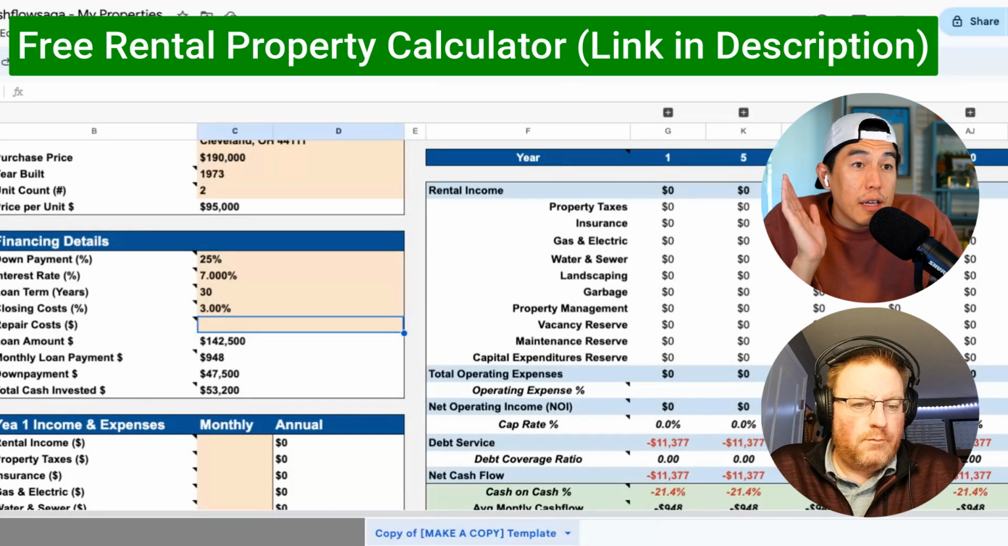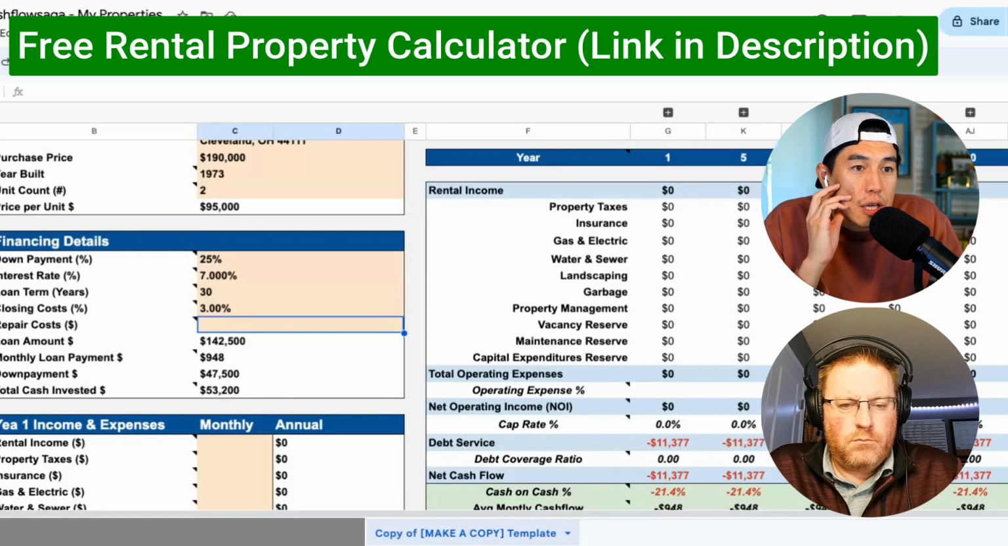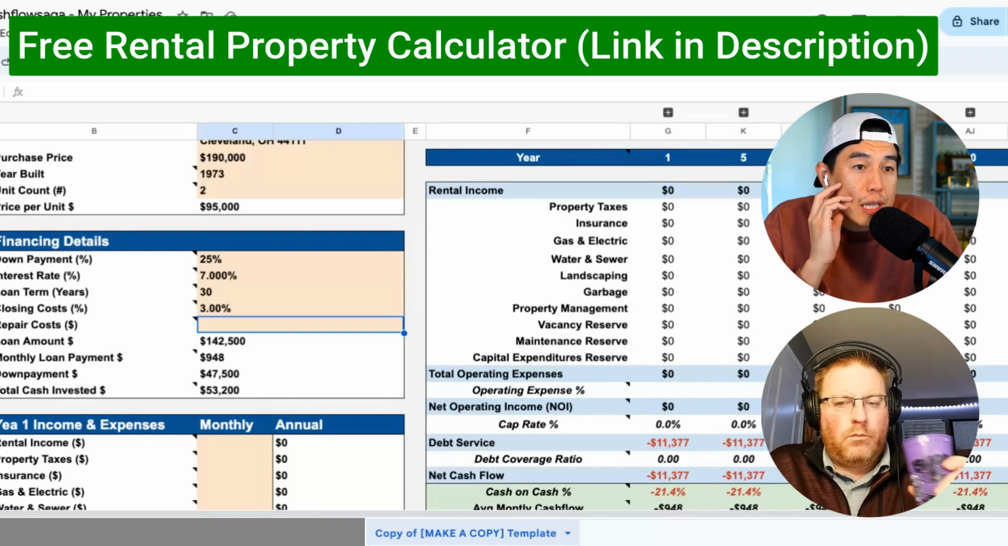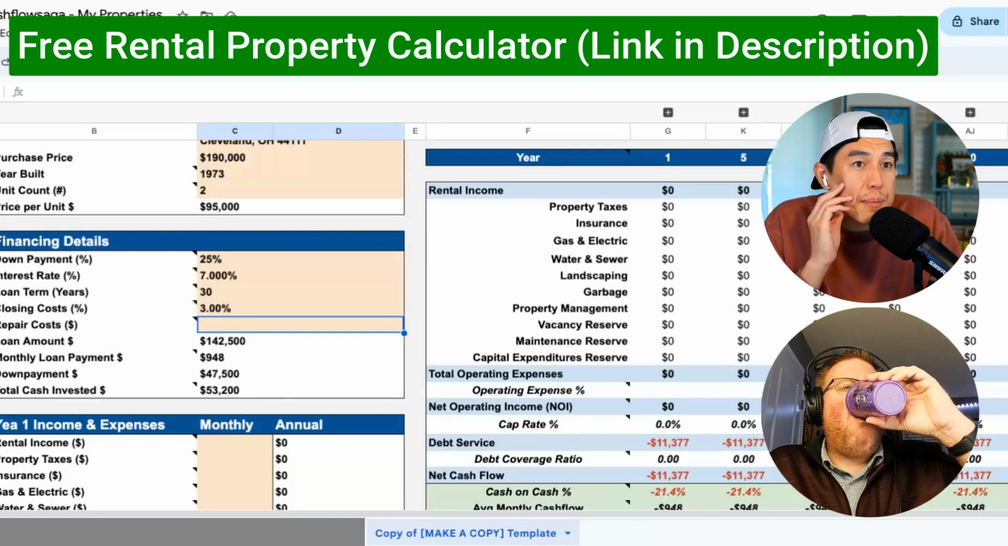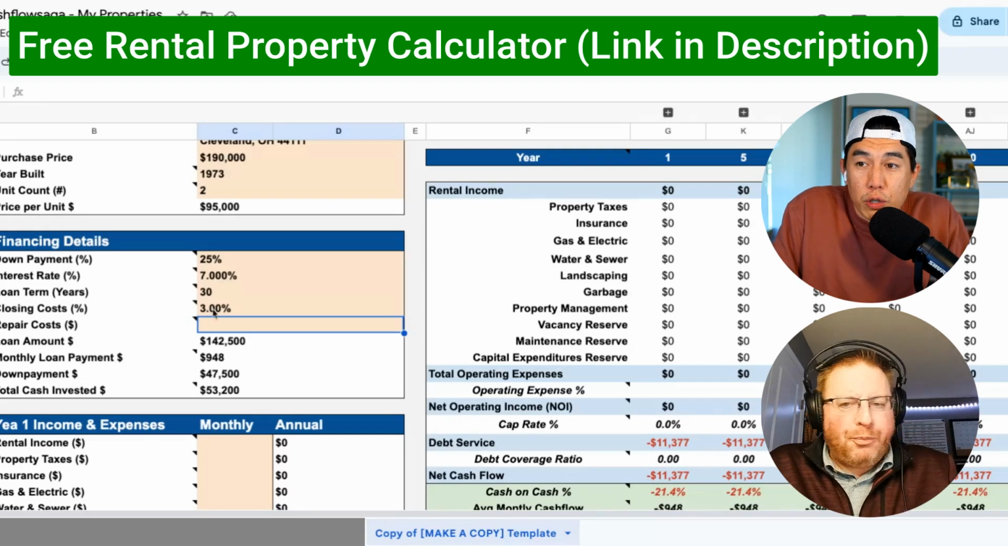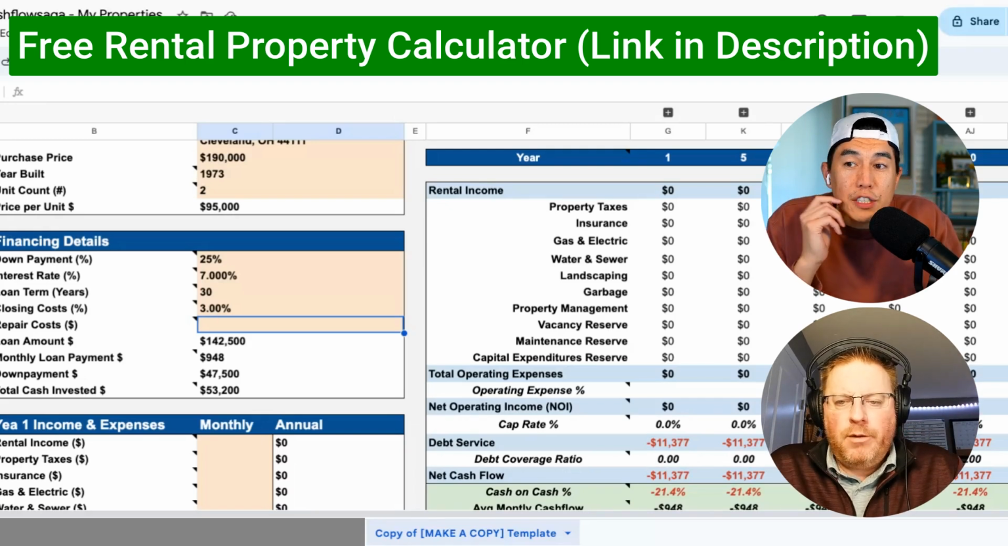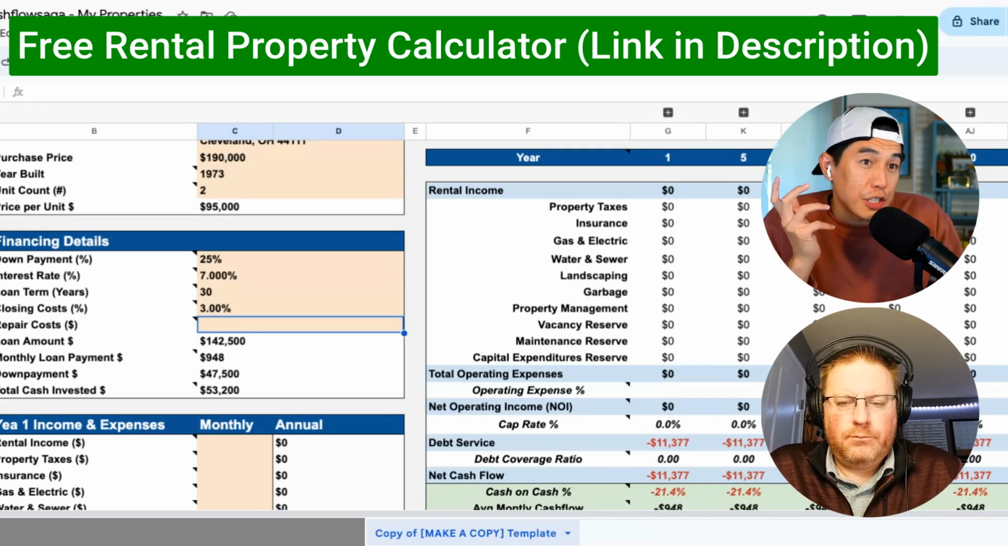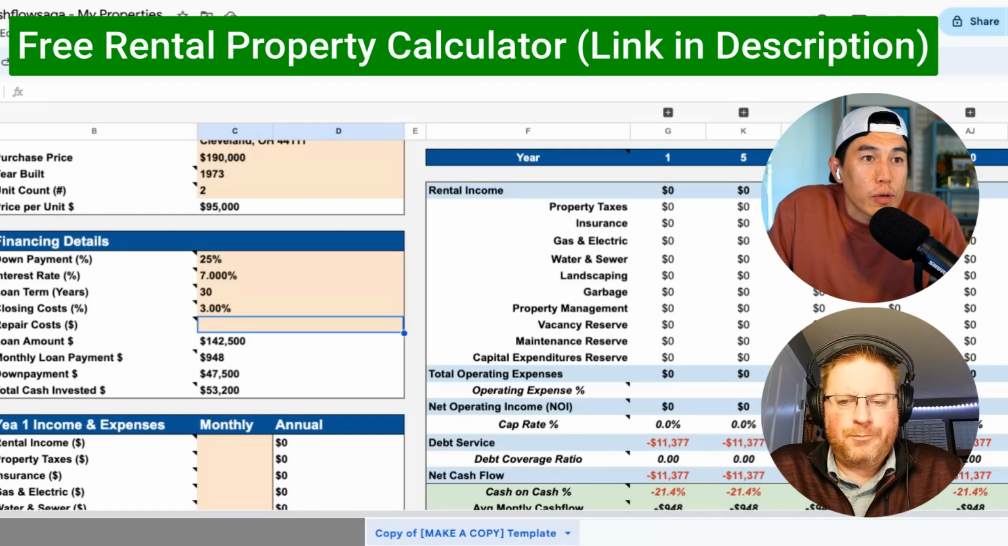And folks, if you're buying a rental property for the first time, this is usually something that catches a lot of first-time investors off guard, is that there are more costs than just the down payment, right? And so for this one, putting in 3%, your total cash invested goes from 47.5 to 53,000, right? So if you didn't have that 5-6K to toss into the deal, you're already kind of on the back foot. So this is another reason why the rental property calculator is helpful, because it's factoring in the closing costs.